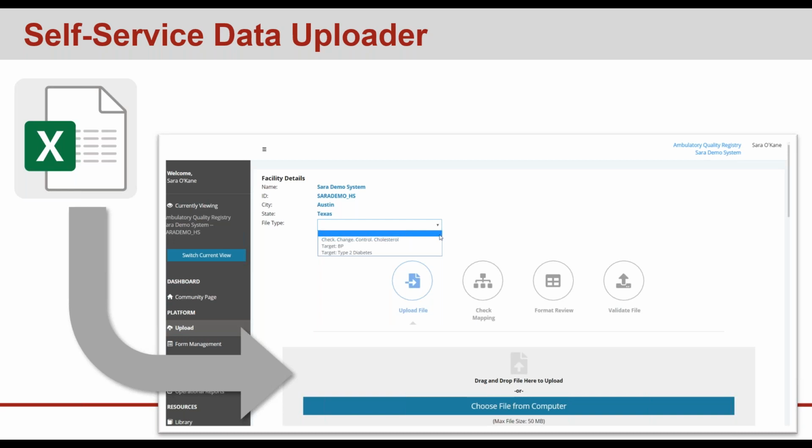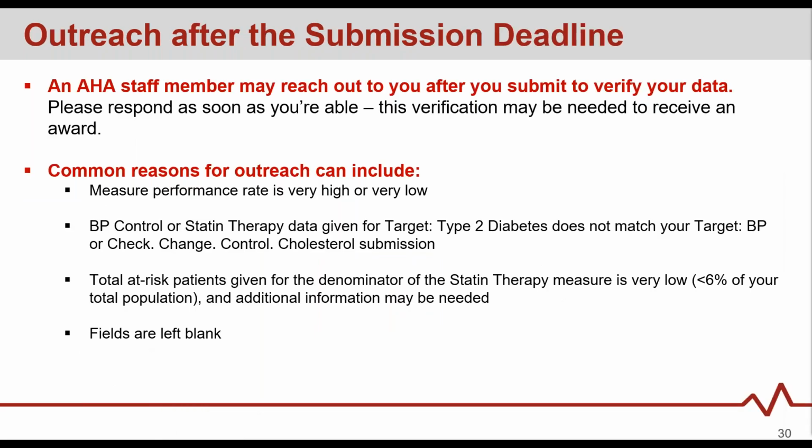You'll populate a template CSV file and drag and drop it into the platform. After the data submission window closes, an AHA staff member might reach out to you to verify details of your data. Please keep an eye out for this and respond as soon as you're able to because your response might be needed to receive an award.